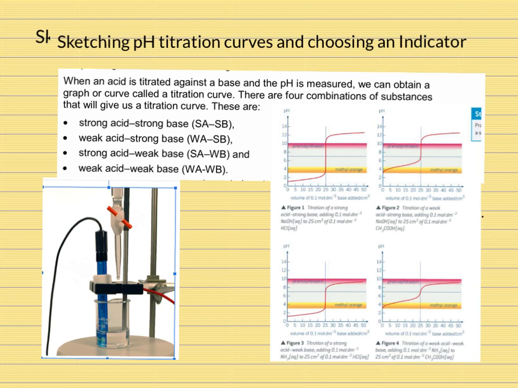If we now go to the converse, where we've got a strong acid and a weak base, we can use methyl orange but not phenolphthalein. And finally, neither indicator is useful for a weak acid, weak base.